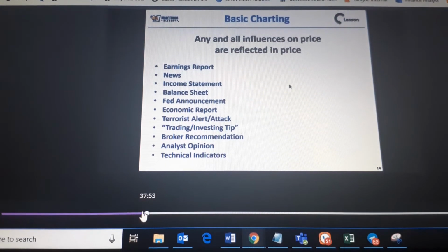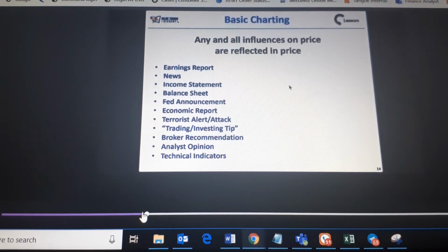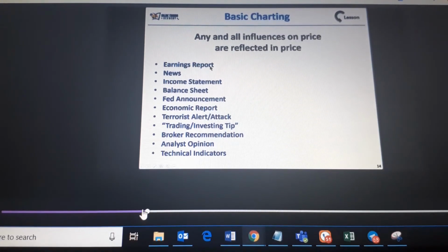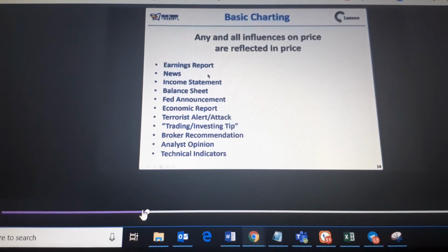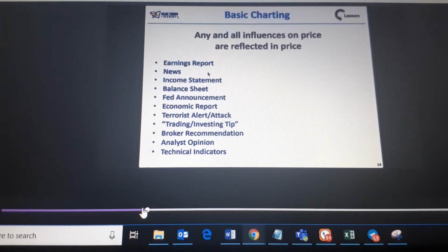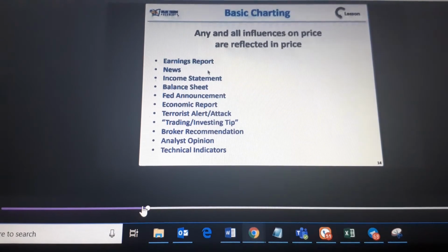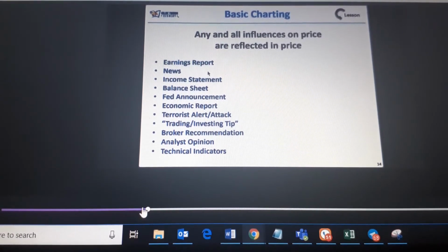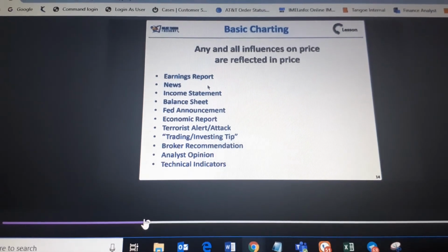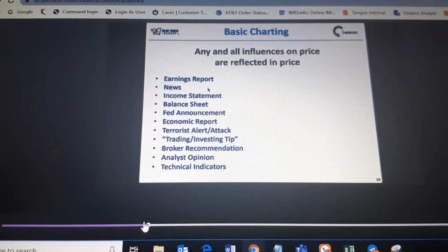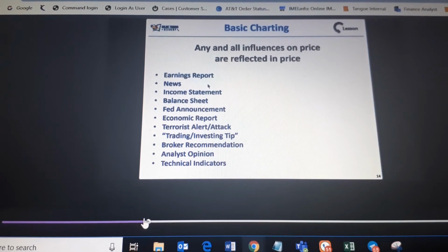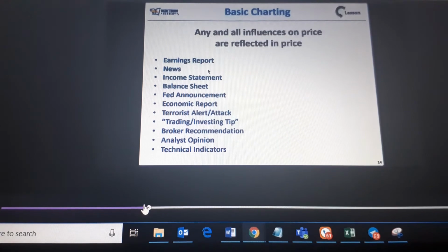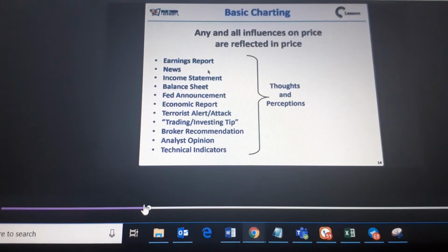Any and all influences on price are reflected in price. There are certain instances given over here. Okay, so this slide is telling you that whether it's an earning report, some news, an income statement, a balance sheet, a company declaring results, a FED announcement, an economic report, a terrorist alert or attack or anything, everything is reflected on the price chart.